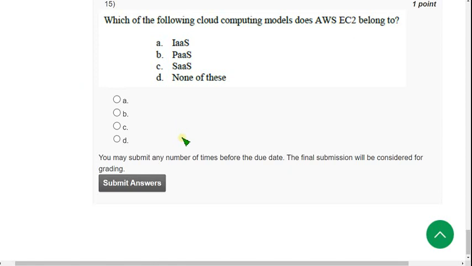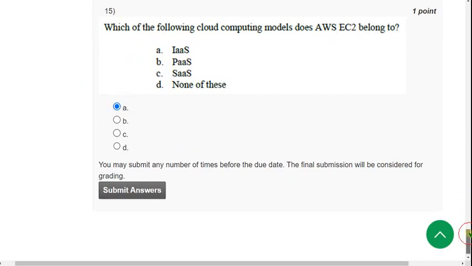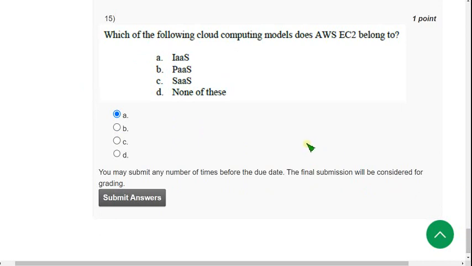So for the final question, the 15th one, the answer is AWS EC2 belongs to option A, infrastructure as a service. So mark option A. So friends, these are the solutions for the week 8 assignment of the Introduction to Internet of Things course.